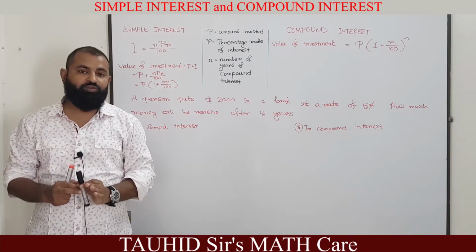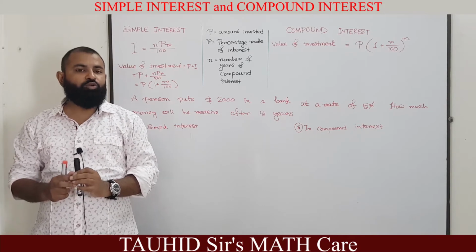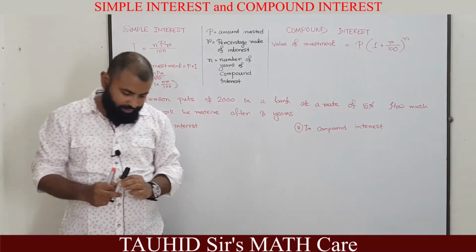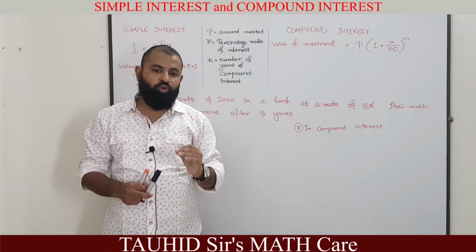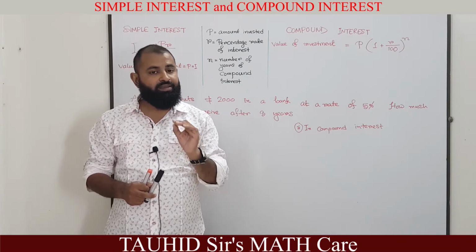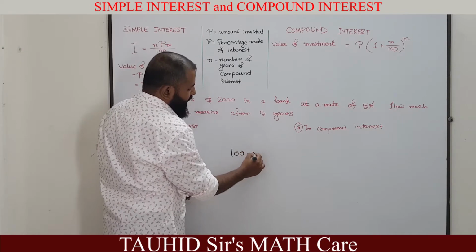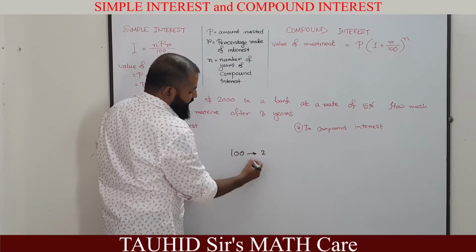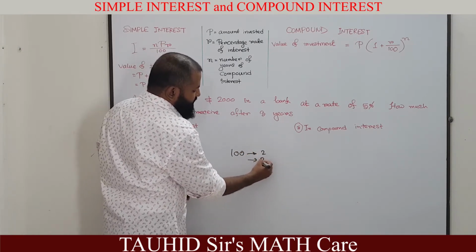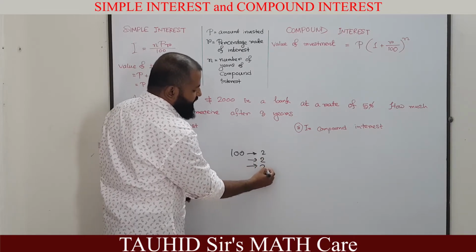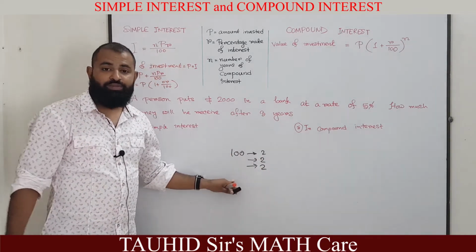What is the difference between simple interest and compound interest? In simple interest, the value increases at a simple rate. For example, 100 taka, after 1 year it will increase 2 taka, after 2 years it will increase 2 taka, after 3 years it will increase 2 taka. This is the case of simple interest.